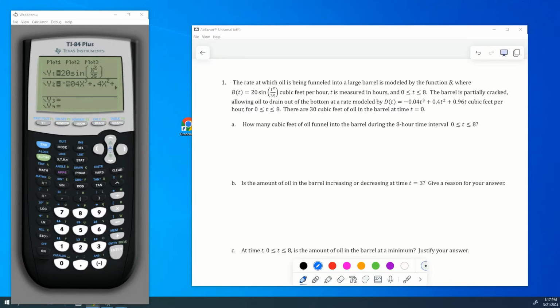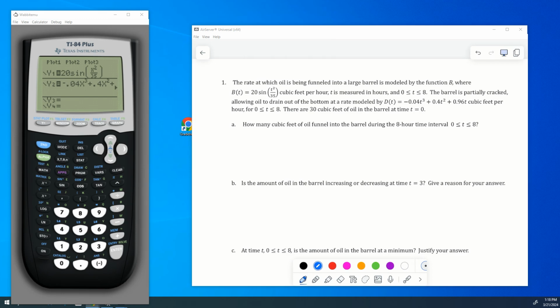All right, let's go over the free response. And number one, you have a classic oil coming into the barrel and then leaking out of the barrel. Very popular amongst AP. So you have that it's coming in at B of T, and then it is partially cracked, so it's draining out by D of T. And there are 30 cubic feet of oil in the barrel at time T equals 0.